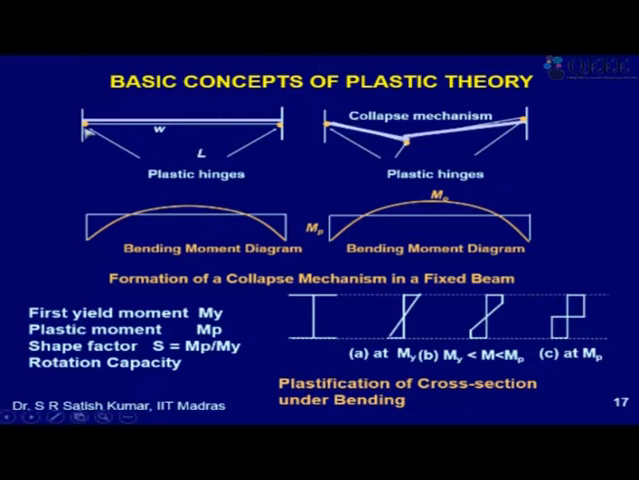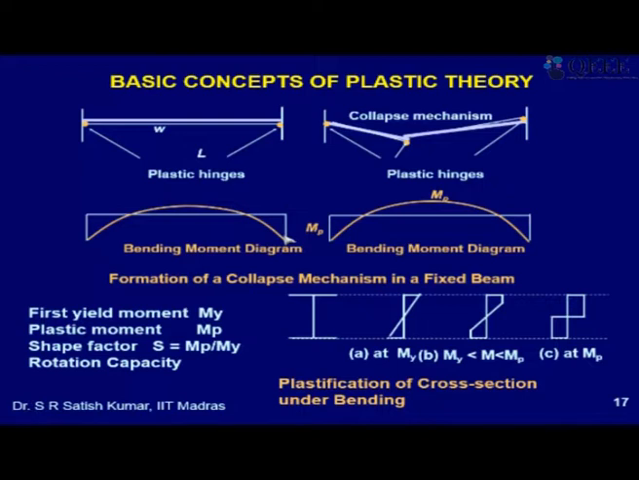Let's take a fixed beam. It's an indeterminate structure, and we put a UDL of W per meter run, shown as a thick line here, and go on increasing the uniformly distributed load. Initially my bending moment diagram will be like this. This is hogging at the supports, and this is sagging at the midspan. As I go on increasing this, at this cross section the bending moment will reach the first yield moment My. It will start yielding.